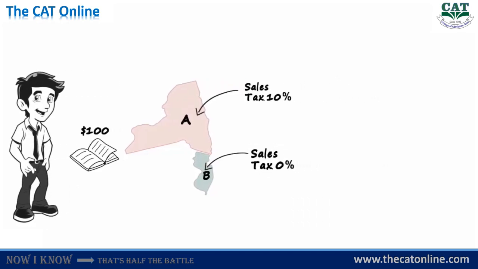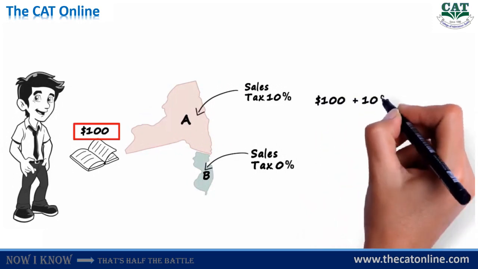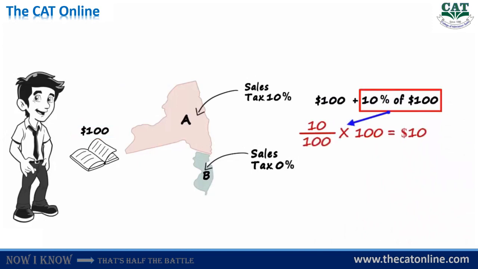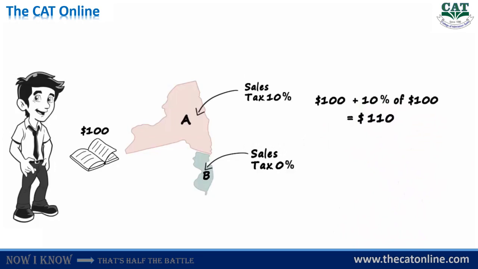Now Zen obviously wants to buy the book at the cheapest possible price. If he buys the book in state A, then along with the marked price of $100, he will have to pay a sales tax of 10% on $100, which is $10. $110 in all. But as state B has no sales tax, Zen can buy the same book for just $100. It was a pretty simple decision. As there was no sales tax in state B, Zen decides to buy the book from that state.